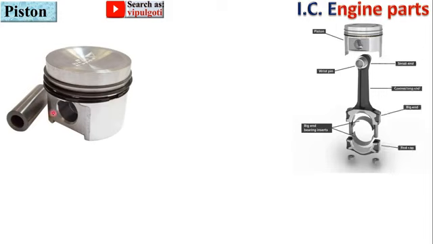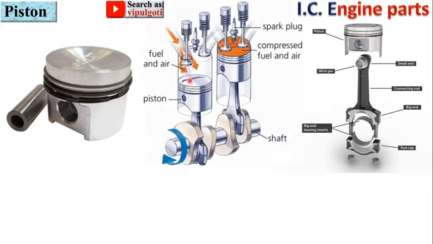Now next part is piston, and here you can see the piston that is surrounded by the piston ring. So here you can see the piston is connected by the connecting rod in the IC engine. And this is the location of the piston in the IC engine.